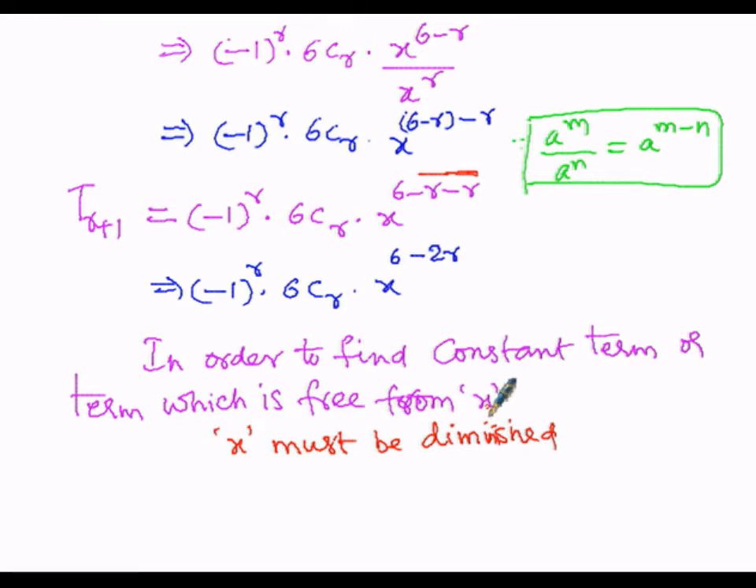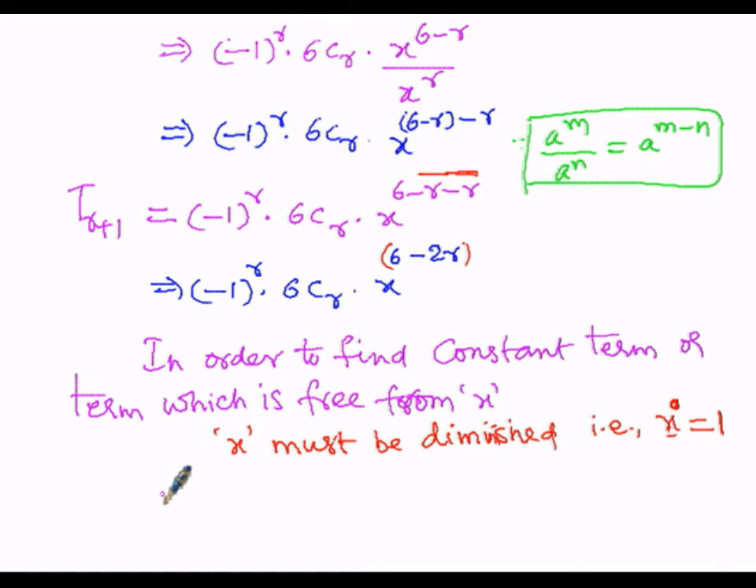So here we know x to the power of 0 is 1. So x must be diminished, that is, x to the power of 0 value is equal to 1. So 1 is not the variable x. So here x is diminished. When x to the power of 0, that is, the exponent must be equated to 0, then only x will be diminished. So the exponent of x is 6 minus 2r. So here 6 minus 2r must become 0.